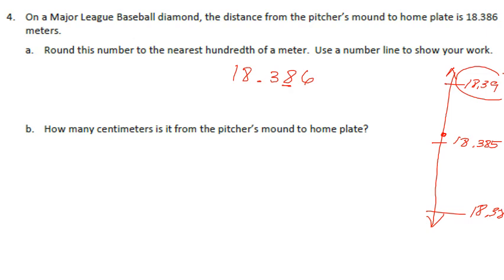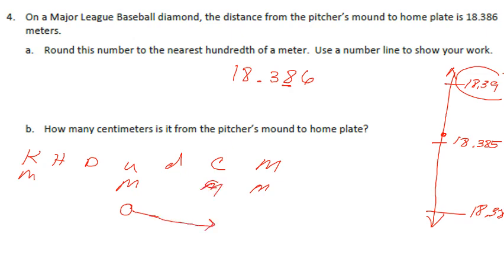Oh, this is going back to one of our previous lessons where we're converting from meters to centimeters. Now, if you remember our saying, King Henry doesn't usually drink chocolate milk. Now, this is millimeter, centimeter, meter, kilometer. Now, we're at meters, and we're going to centimeters. The arrow tells us the direction to move our place value. And we can see we're moving 1, 2 place values.